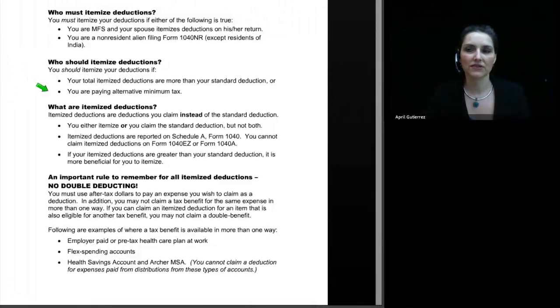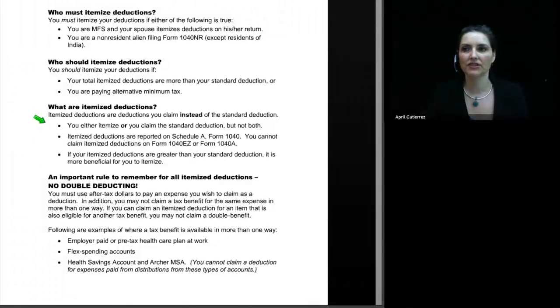Under the alternative minimum tax, you are not allowed to claim a standard deduction. It is taken away from you. And so for that reason, you can be better off itemizing even if you only have a small amount of deductions to itemize. So what exactly are itemized deductions?